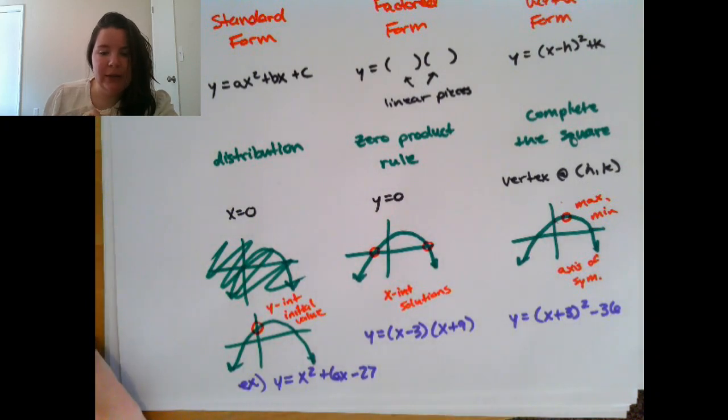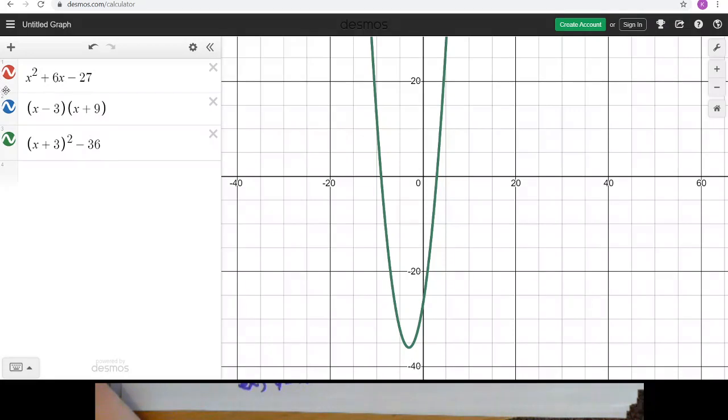Let me show you. I'm not trying to pull anything on you here. Here we are. So here's my standard form, and it creates this parabola. Here it is in factored form. Notice that it just lays exactly on top. It makes the same parabola, even though we've changed things around a bit. And here it is in vertex form. So these are three different tools that tell you different information.